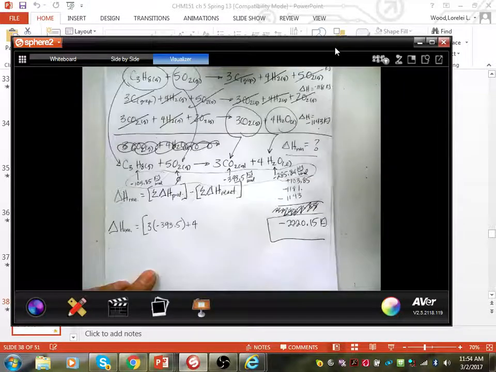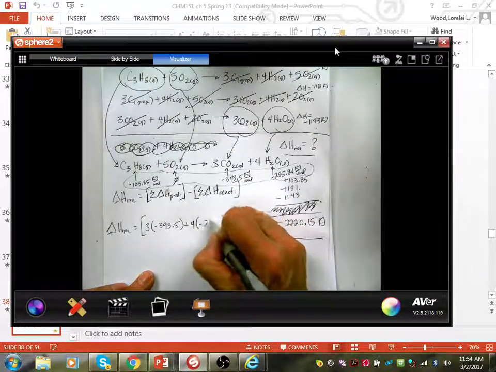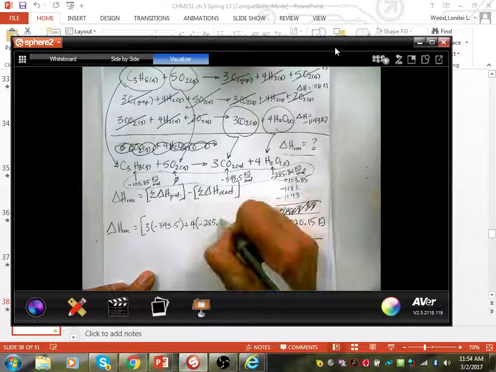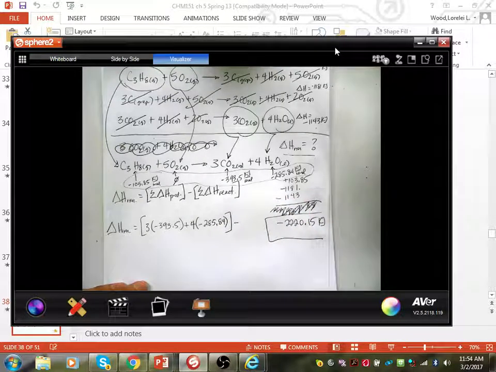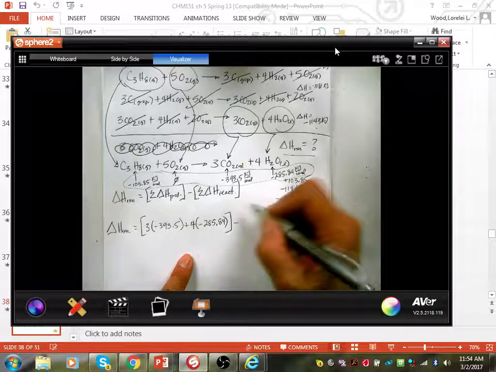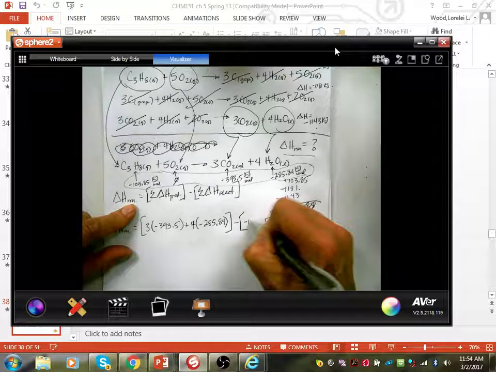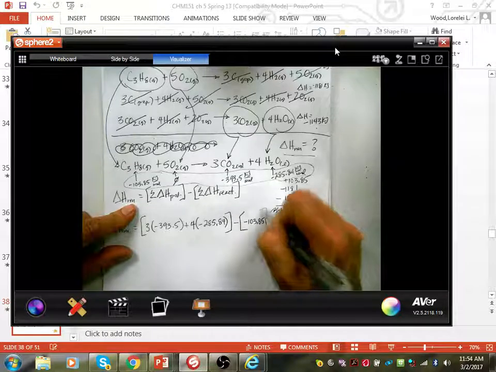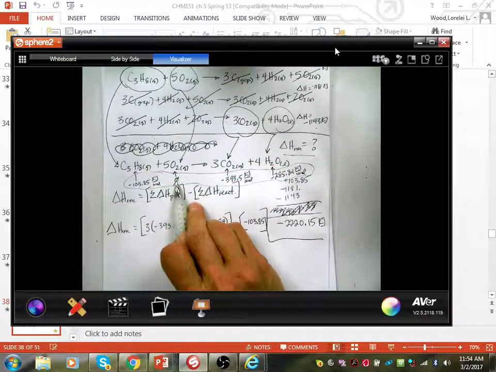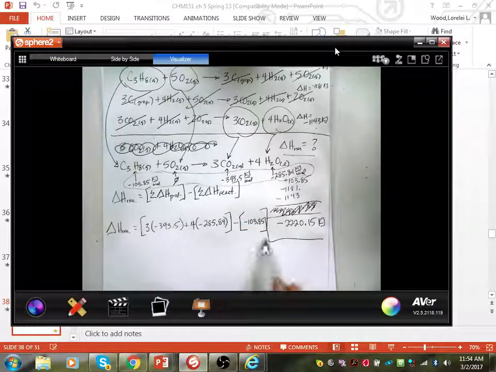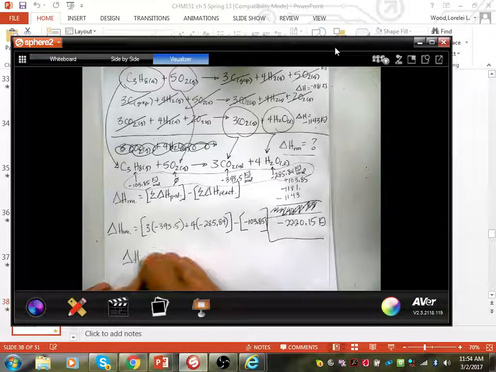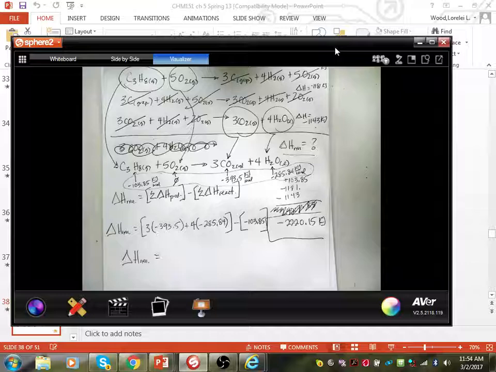Coefficient of 4. So I got 4 times the negative 285.84. Close the bracket. Then the other stuff, it won't be too hard here, because I only have 1 of those, and each one is negative 103.85. I don't have to worry about the O2, right, because its enthalpy of formation is 0. Now, if we look at these values, I got a negative, and what happens when I subtract a negative number? I'm actually adding it together. So somebody with a calculator, let's verify, what number should this be?